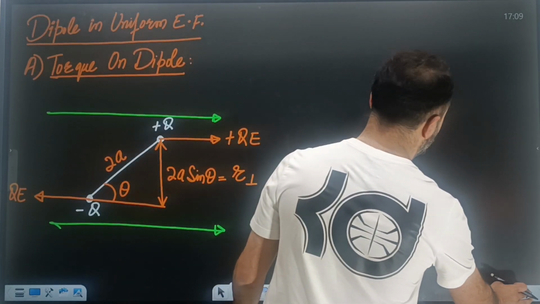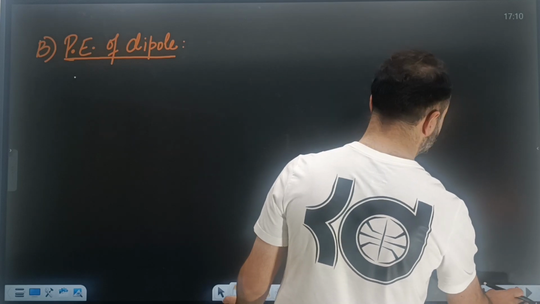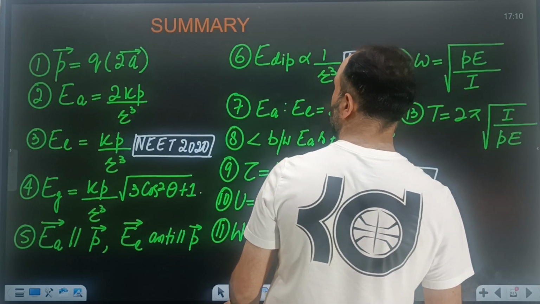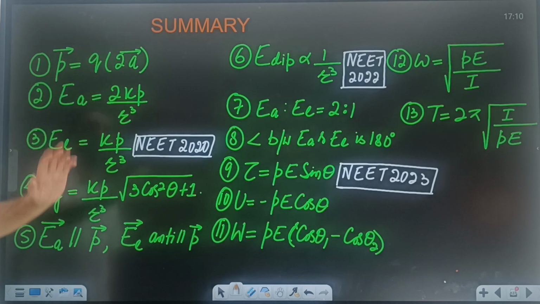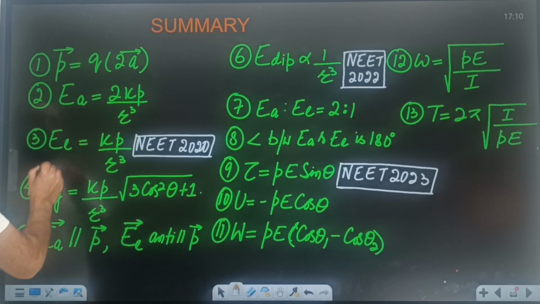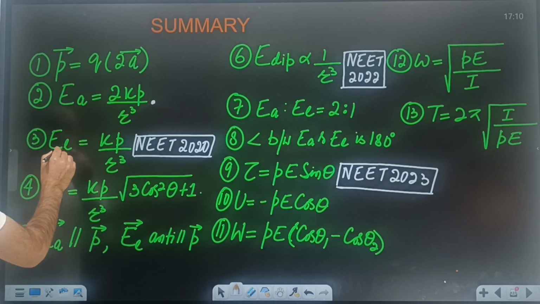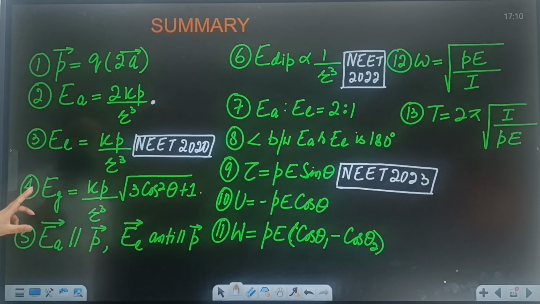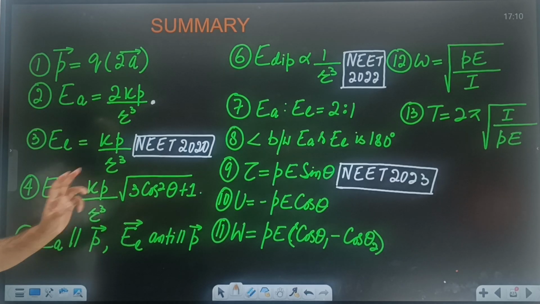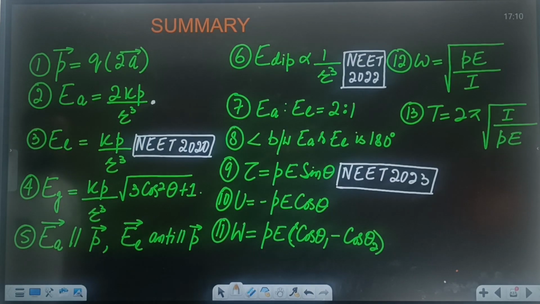ठीक है बेटा, तो आप यहाँ पे पहले देख लीजिए, we have summarized these results somewhere. So this is the summary. So first and foremost, this is the dipole moment, which is called charge multiplied by dipole length, and electric field due to the axial line is this, that is 2 Kp divided by r cube. Equatorial line पे electric field किसके बराबर होता है? Kp by r cube, asked in NEET 2020. And generalized position is Kp divided by r cube into under root of 3 cos square theta plus 1.